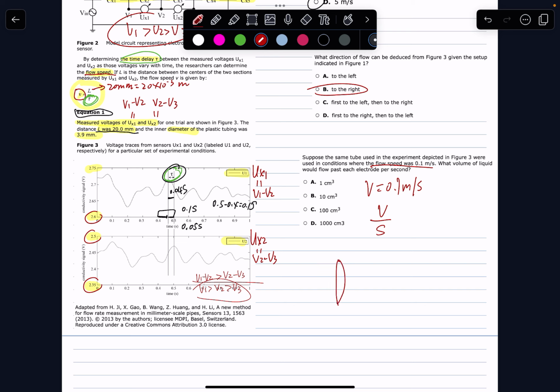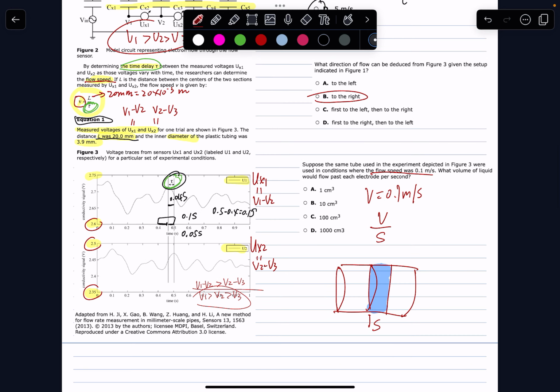Okay, I'll just draw it. So basically this volume per second is, say, this is 1 second, right? In 1 second, how much stuff goes through? What is the volume that goes through this tube in 1 second? So this is basically Q, a flow rate, right?